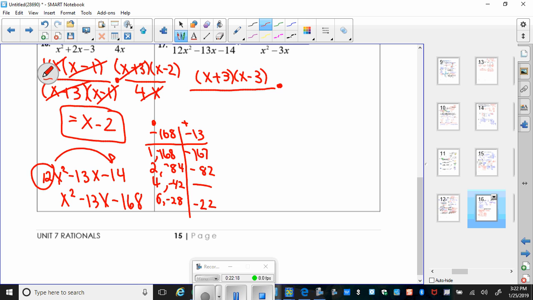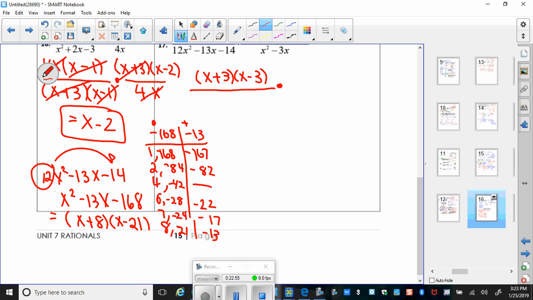We'll try 7. So I have 7 and negative 24. Well, 24 minus 7 is 17, not 13. So if I keep going, the next number would be 8. So 168 divided by 8, I get 21. So 8 and negative 21. And here are my factors. All right, so I have this equals x plus 8 times x minus 21.